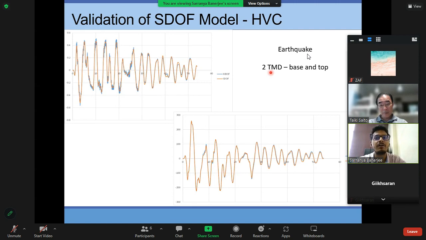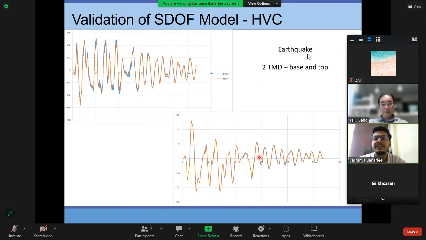Similar results I have got with 2 TMDs, one at the base, one at the top. So in case of the single degree of freedom system, it is actually one mass and 2 TMDs are connected to that one mass. But in case of the multi-degree of freedom system, 1 TMD is at the top story and 1 TMD is at the base mass. So again, the results are matching quite nicely. There is only a slight difference.